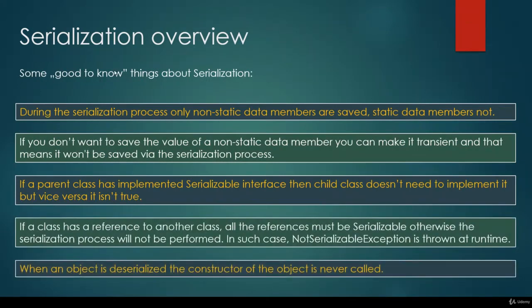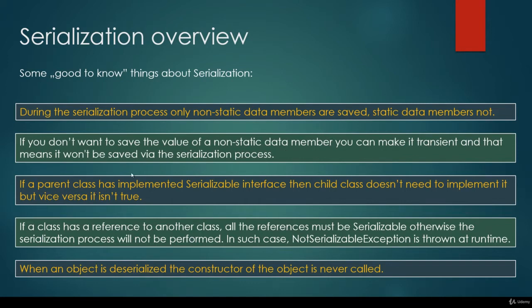Let's consider some good to know things about serialization. During the serialization process, only non-static data members are saved, static data members are not. If you don't want to save the value of a non-static data member, you can make it transient with the help of the transient keyword, and that means it won't be saved via the serialization process. We are going to take a look at concrete examples and it's going to be clear.